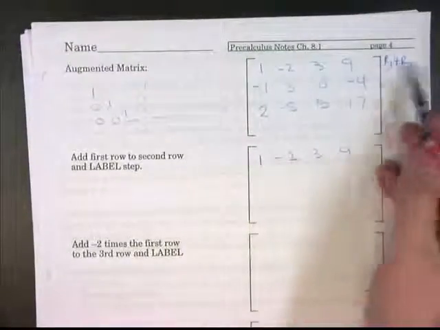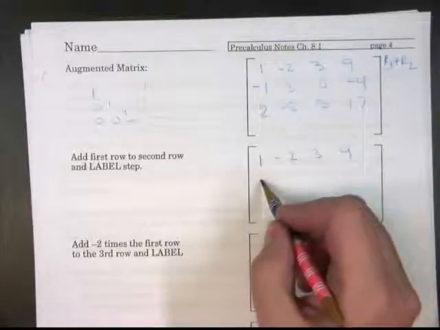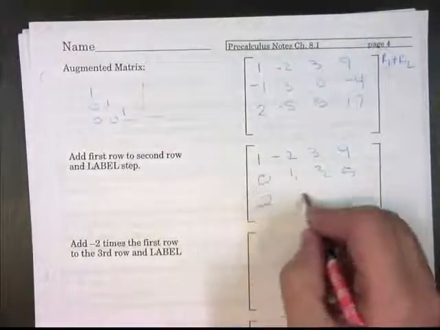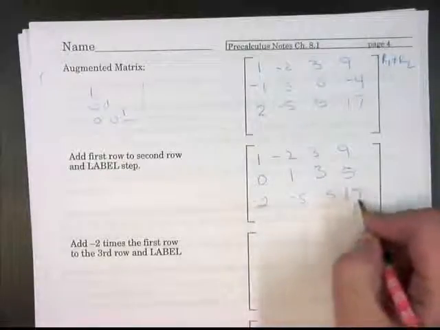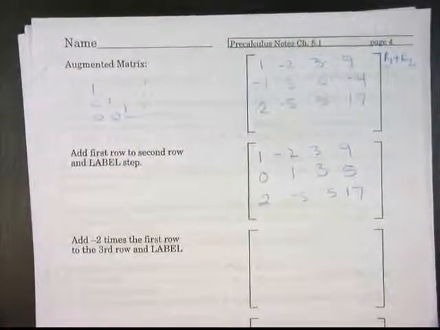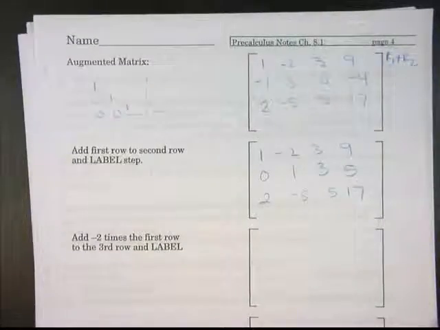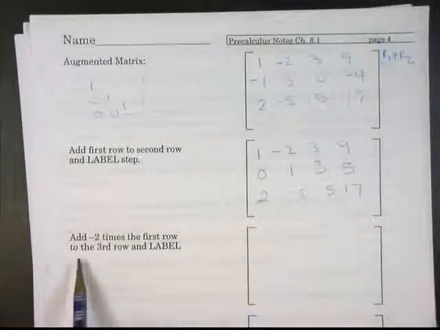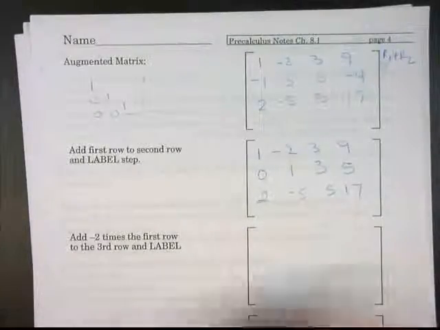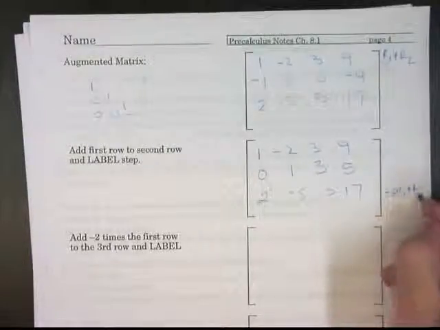And when I add row 1 and row 2 I get 1, -1, -2, 3, 3, 0, 9, -4. And we did nothing to row 3. It stays. Okay, now it says add -2 times the first row to the third row. All right, so ultimately we're changing the third row, because that's the one it says that we're changing here. So we're going to take -2 times the first and add it to the third.